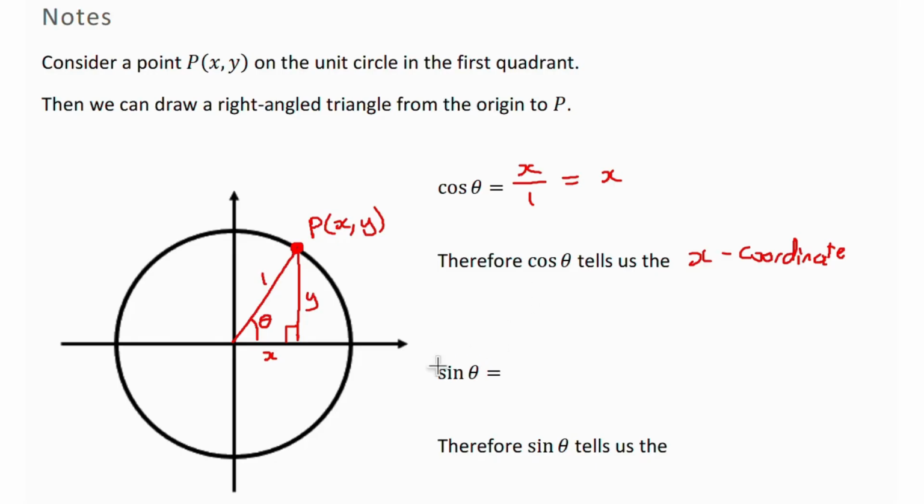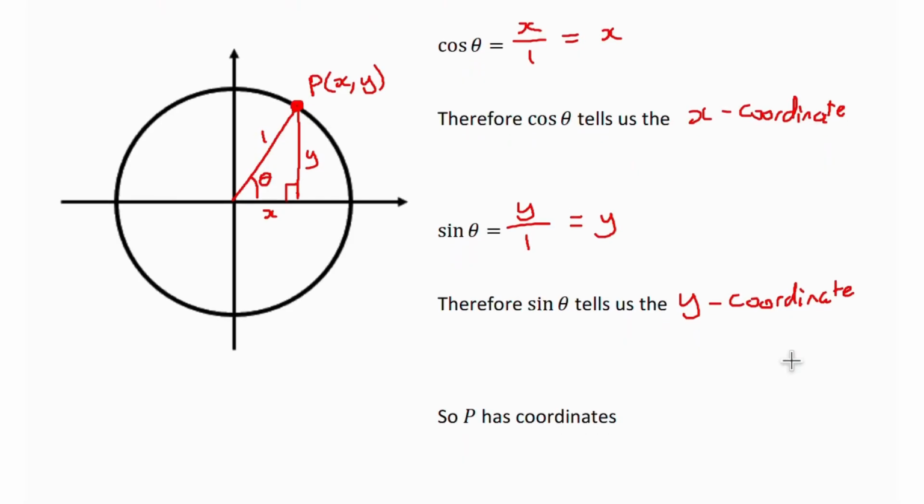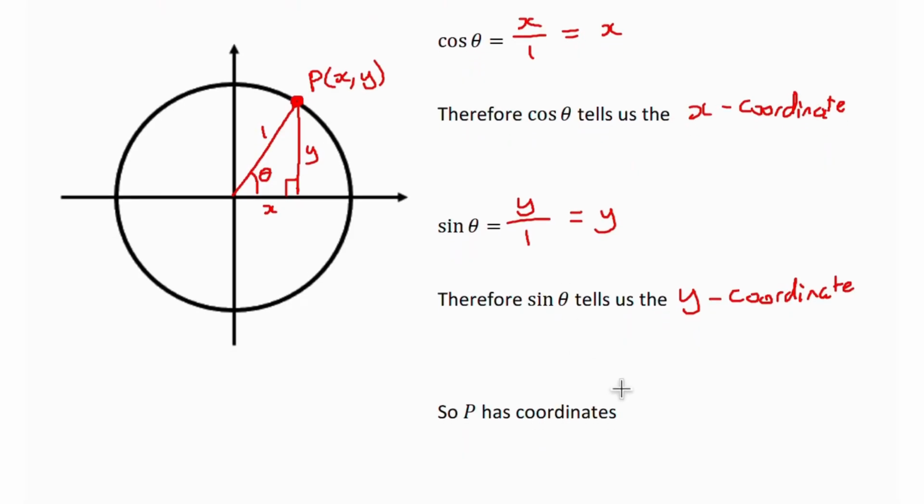In a very similar way, sine theta is equal to the opposite, which is y, over the hypotenuse, which just simplifies to y. So sine theta tells us the y coordinate of the point if we know the angle theta. What that means in general is that any point on the unit circle, if we know the angle theta, has coordinates cos theta, sine theta.